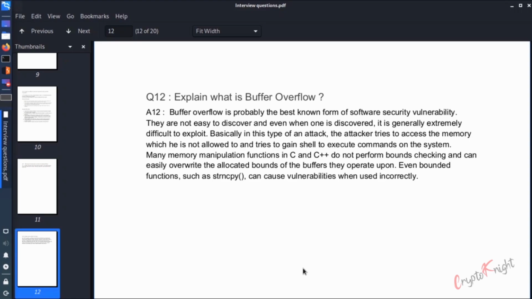This you must relate if you have performed the attack that we have discussed in this course in the buffer overflow module. Many memory manipulation functions in C and C++ do not perform bound checking and can easily overwrite the allocated bounds of the buffer they operate upon. So even the bounded functions such as strncpy can cause vulnerabilities when used incorrectly.